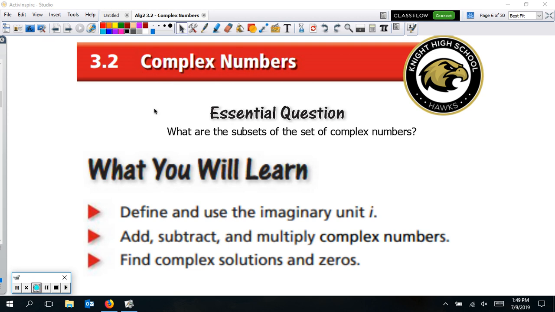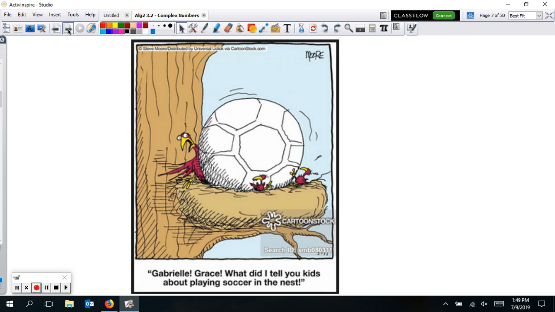All right, but first, let's go ahead and do a little cartoon of the day. Gabrielle, Grace, what did I tell you kids about playing soccer in the nest? Well, in the bleachers cartoon, they have nowhere to go with that soccer ball there.